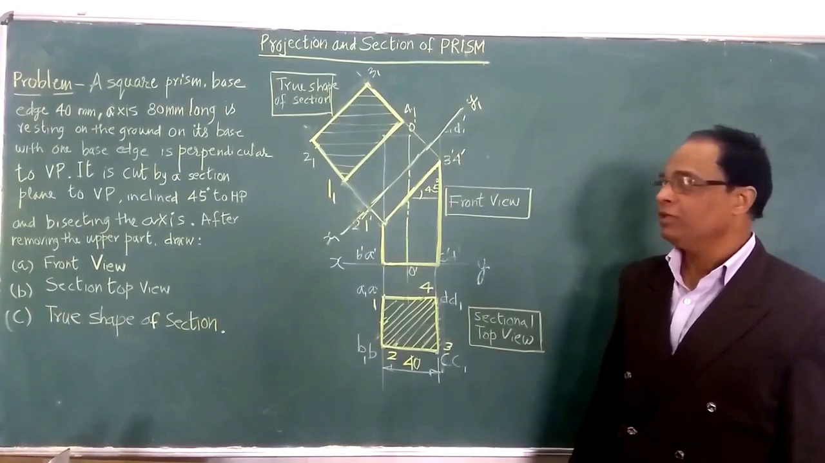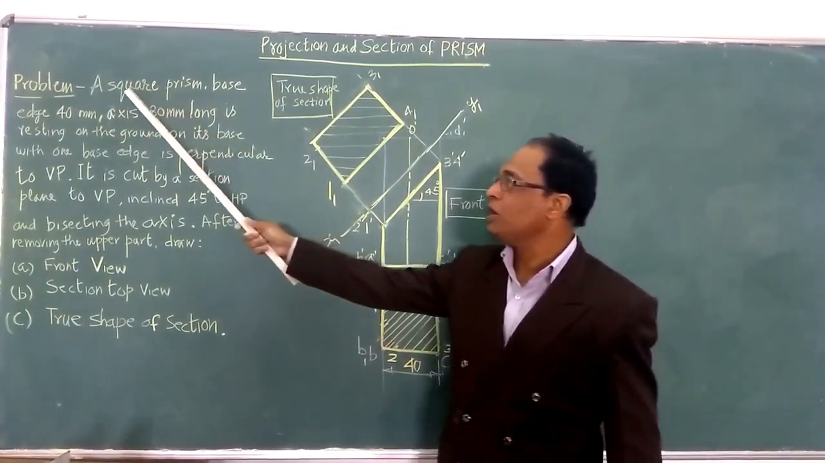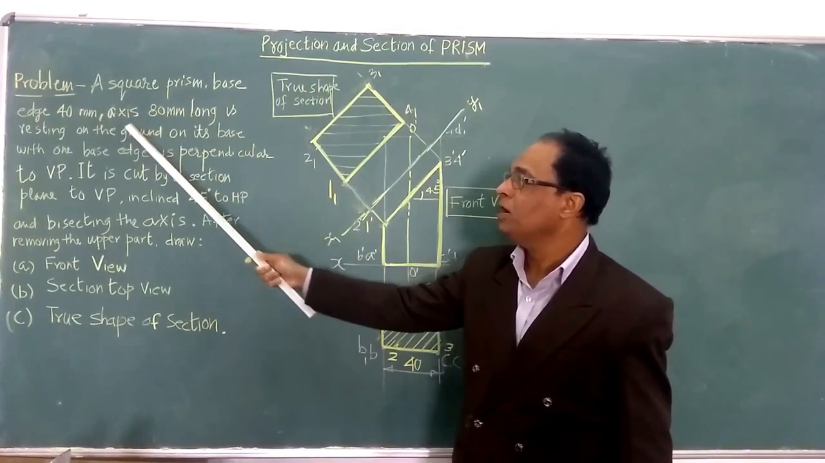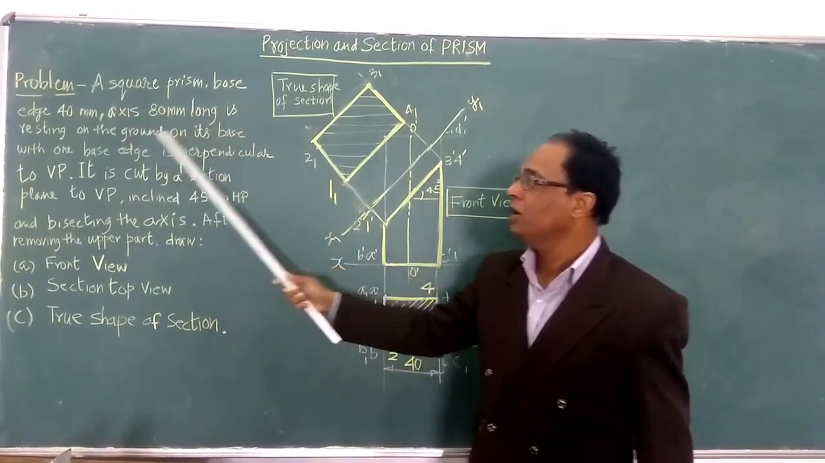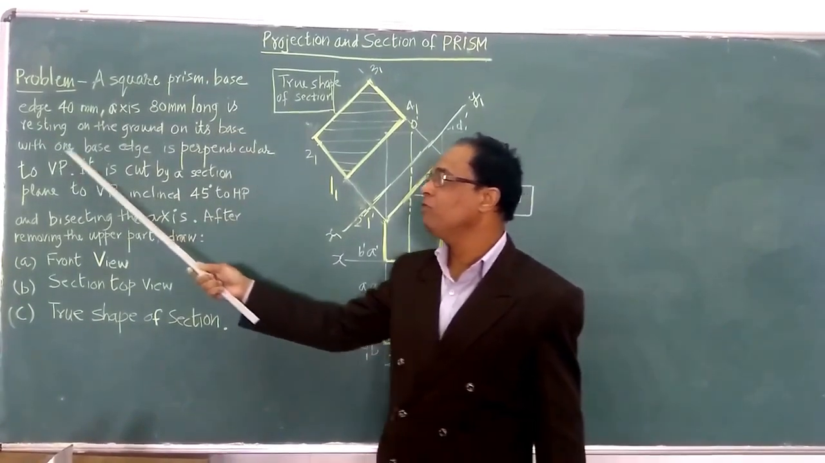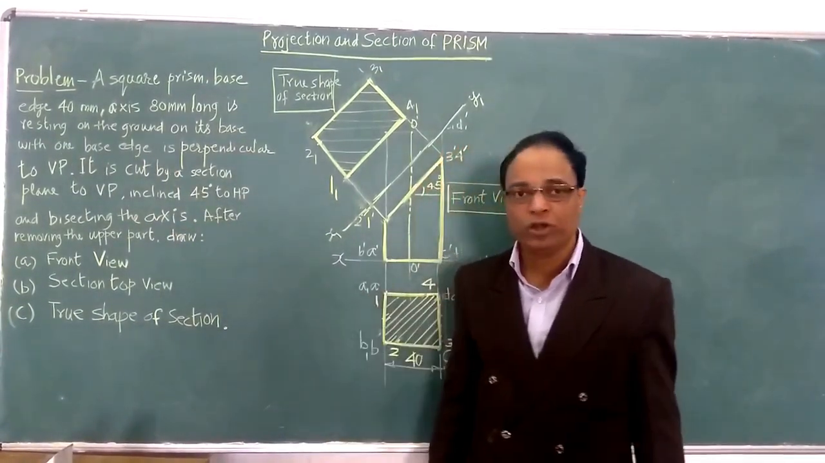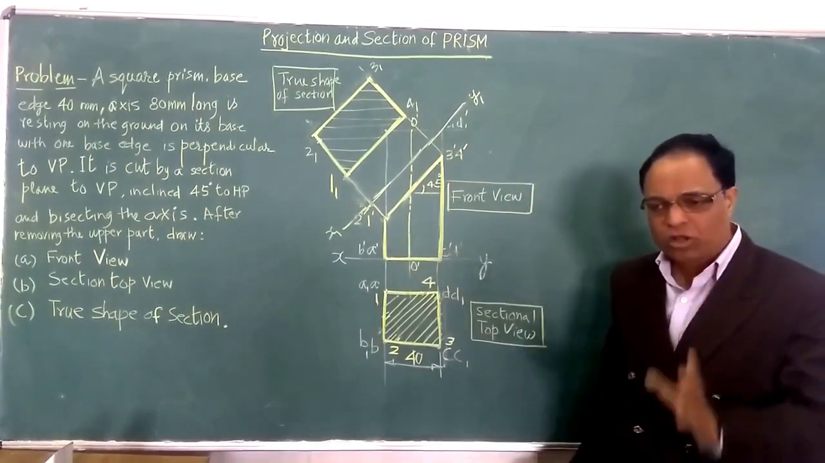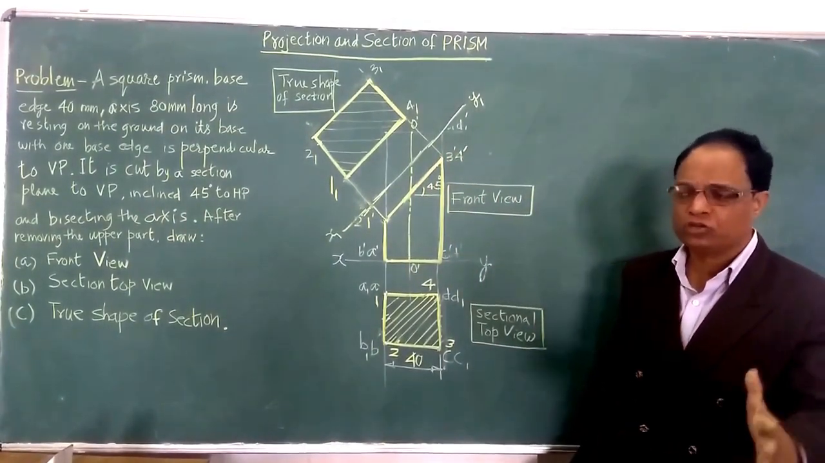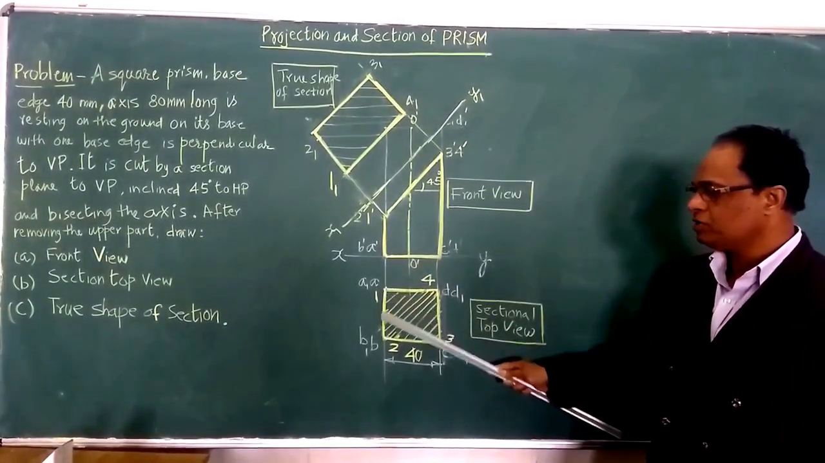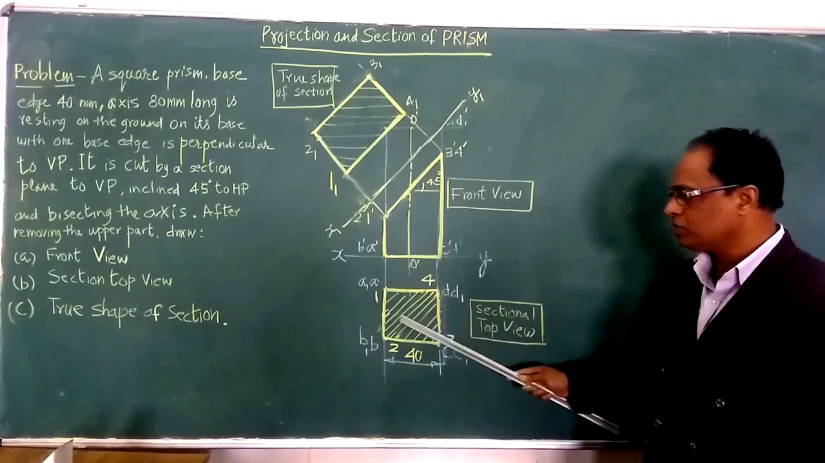Now we start the revision. A square prism, base edge 40 mm, axis 80 mm long, is resting on the ground on its base with one base edge perpendicular to VP. So, first step is to draw the projection of the uncut solid, the uncut prism. Draw the top view first.